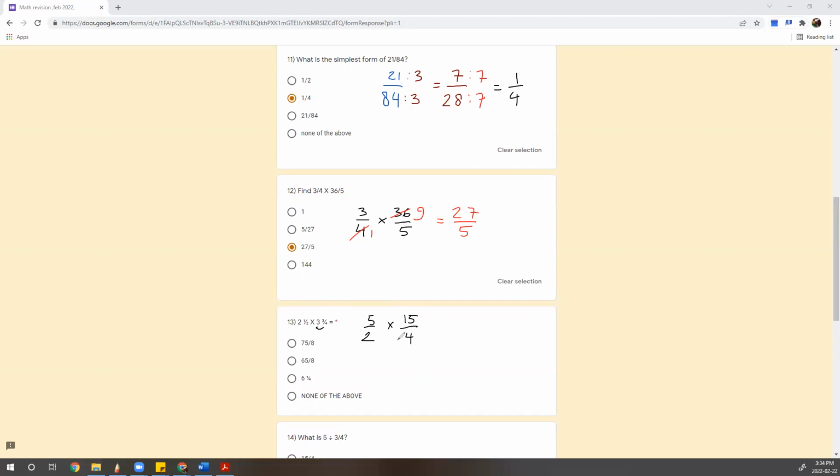And then after you do this, try to find, is there any number that can be simplified further? 5 and 4 cannot, 5 and 2 cannot, 15, no, so nothing else. 75 over 8, right? Because 5 times 15 is 75. You may use your calculator to make sure that's the right answer here.